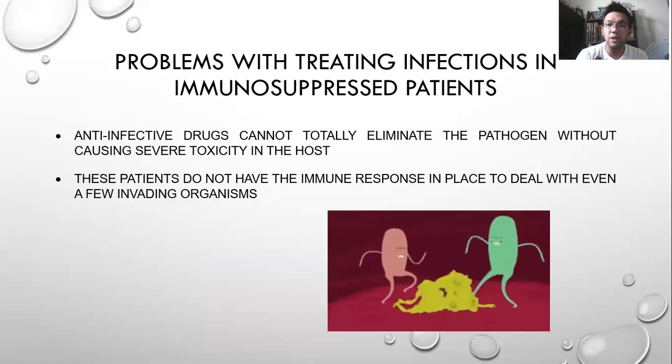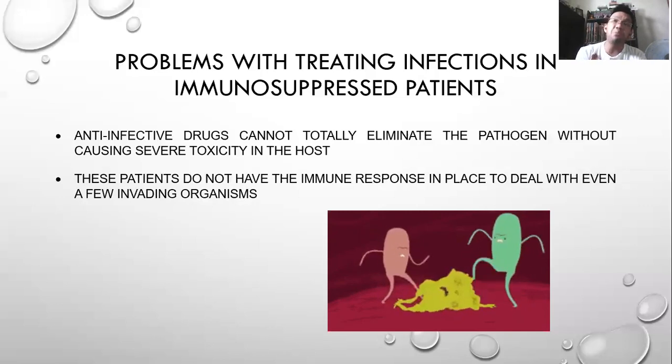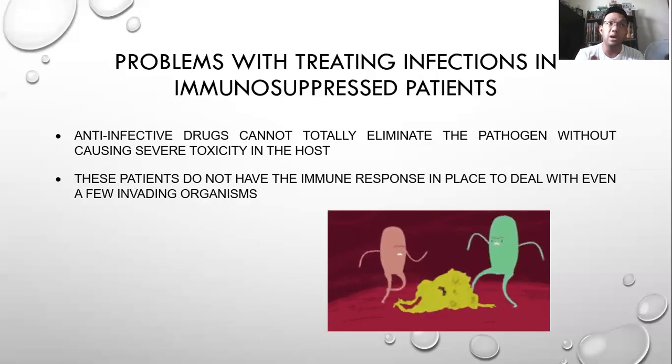Problems when treating infections in immunosuppressed patients. Problems like this can occur. Anti-infective drugs cannot totally eliminate the pathogen without causing severe toxicity in the host. There are certain patients that are immunosuppressed. Who are they? Let's say, for example, cancer patients who are taking anti-neoplastics, or patients who have leukemia. Another would be a patient who is suffering from AIDS or acquired immunodeficiency syndrome, those who have HIV. These patients do not have the immune response in place to deal with even a few invading microorganisms. So it would be very hard to treat since their immune system is really not functioning well.